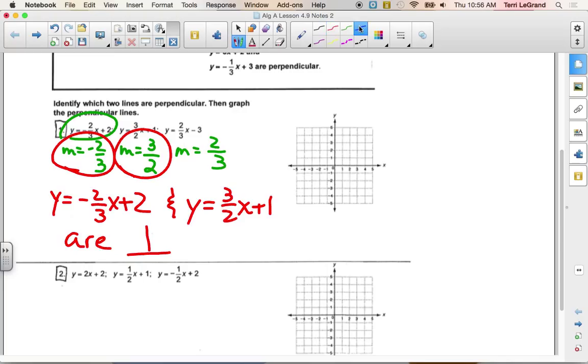So we are going to have to identify the y-intercepts for the ones after we decide what two are perpendicular, so that we have a starting point.